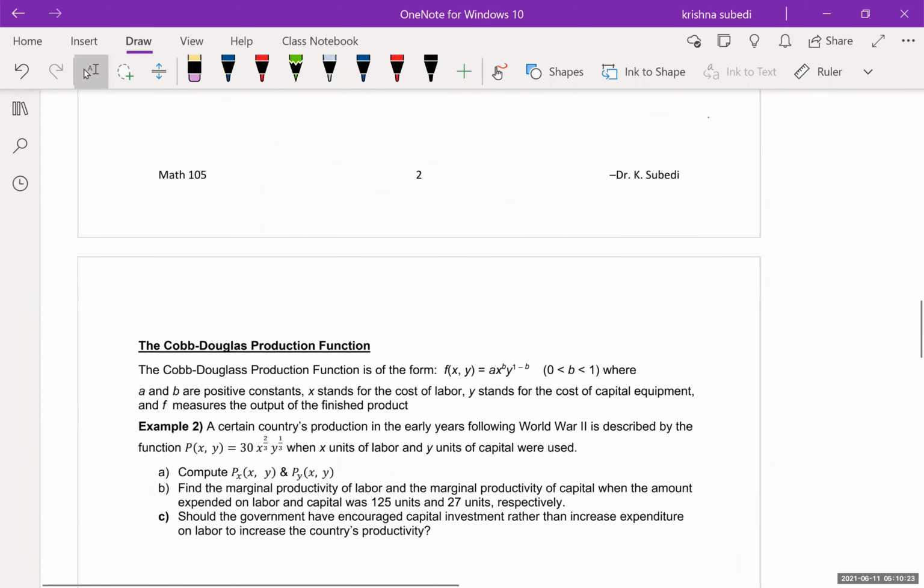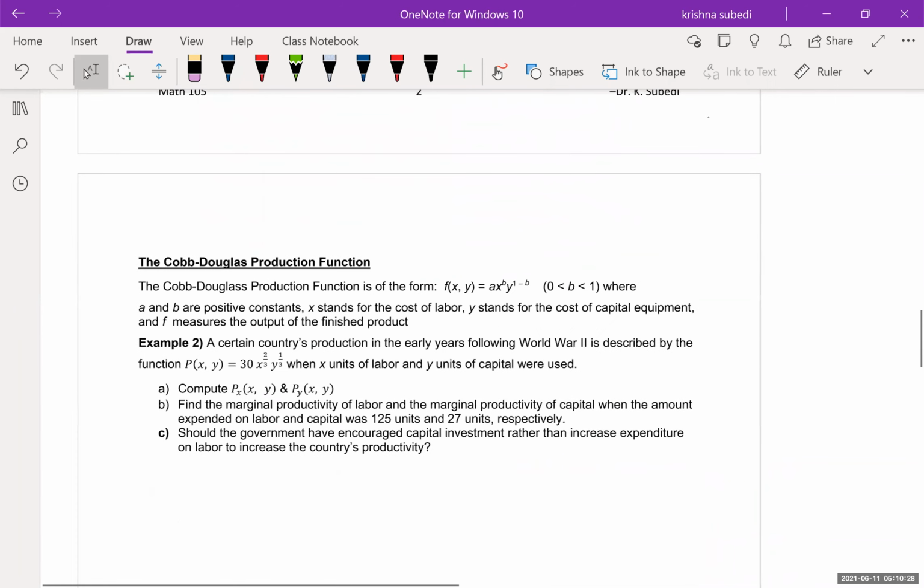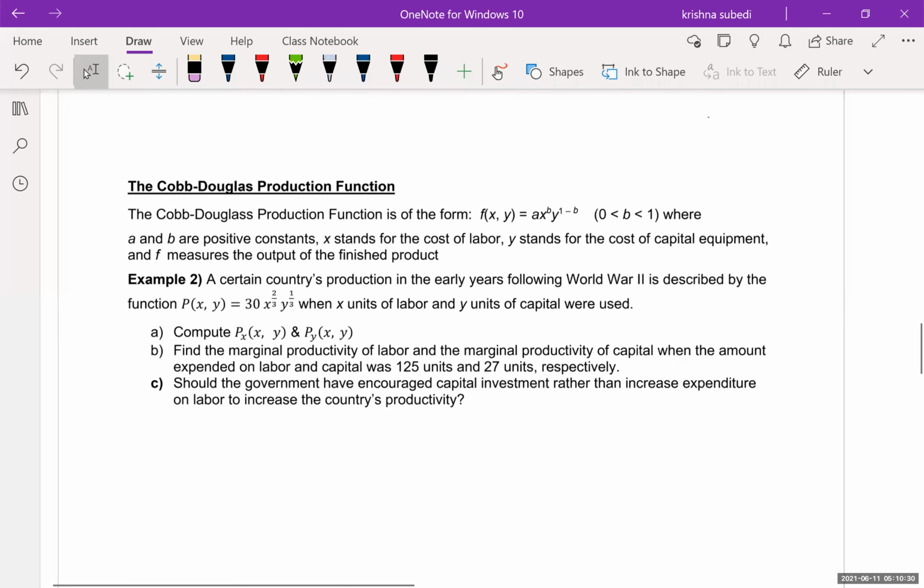And now let's look at one application question, okay? How we can apply this skill that we just learned to solve some of the real world problems. Let's consider the Cobb-Douglas production function. It is a very famous production function, and if you Google it, you can learn more about it in Wikipedia or in Google.